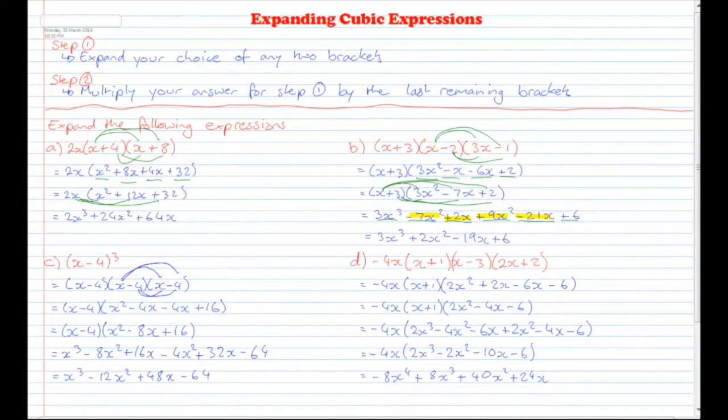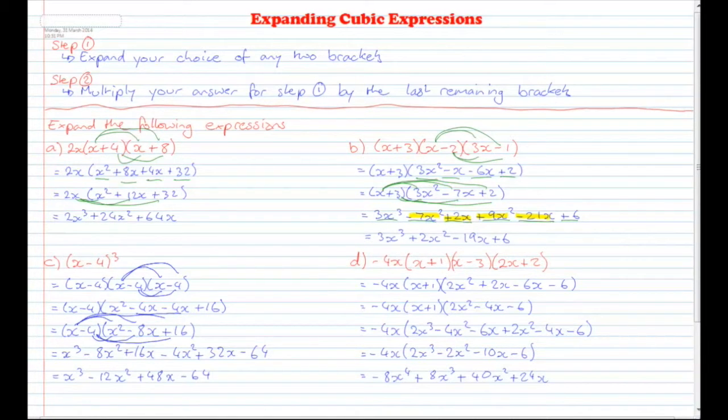Going through and collecting like terms, so you get your negative 4x and negative 4x is equal to negative 8x, and expanding once again you get x times x squared is x cubed, x times negative 8x is negative 8x squared, and x times 16 is positive 16x. Negative 4 times x squared is negative 4x squared, negative 4 times negative 8x is positive 32x, and negative 4 times positive 16 is equal to negative 64.